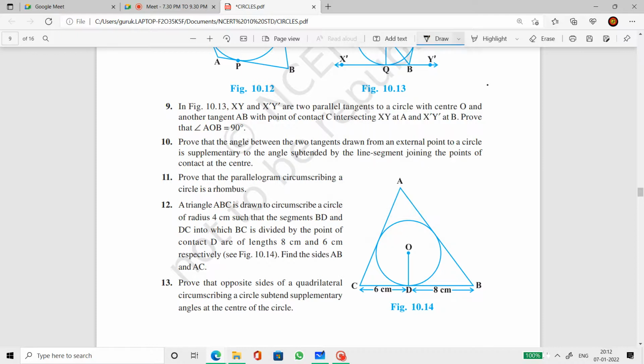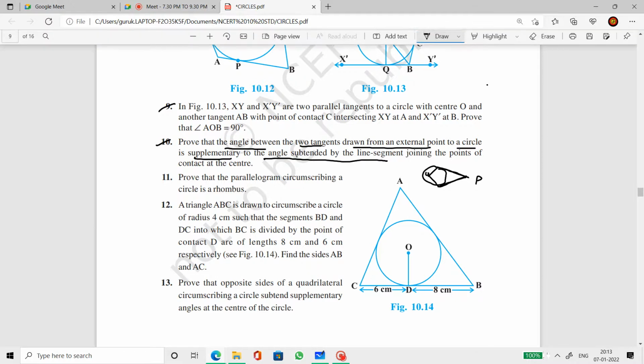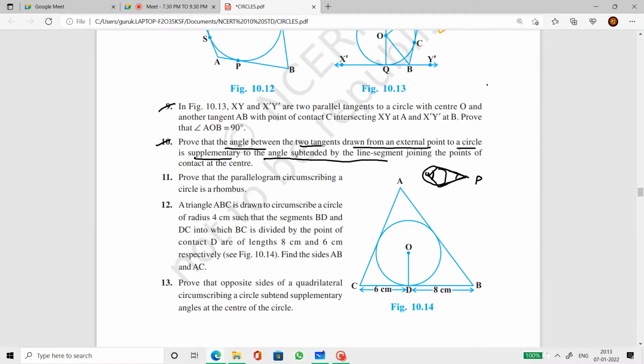As per question 10, prove that the angle between the two tangents drawn from an external point to a circle is supplementary to the angle formed by the line segment joining the point with the center. So two tangents are drawn from the same external point. Let's name that point P. This line segment connects to the external point, and the same thing is joined to the center. We need to prove this angle plus this angle equals 180 degrees.